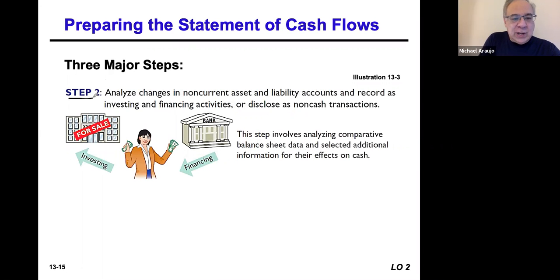Then step 2, as you'll see momentarily, we're going to be looking at non-current asset and liability accounts and how they changed. Because sometimes when they change, it really means that the company actually has more cash or has less cash. Believe it or not, you'll see that today. We're also going to be looking at any investing and financing activities that the company has and whether they used cash for it or they got cash from it. We're also going to look at some non-cash transactions to make sure they're properly disclosed, but that's kind of an afterthought to the preparation of the main statement.